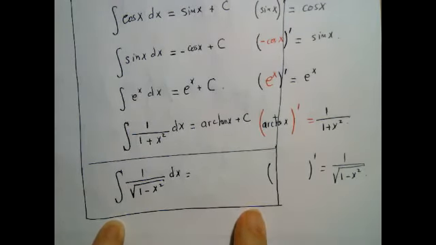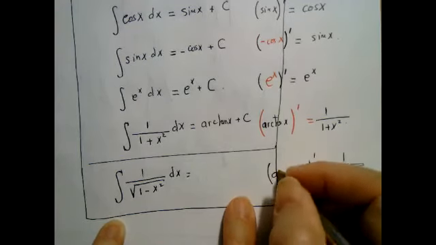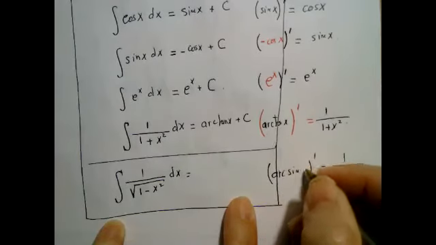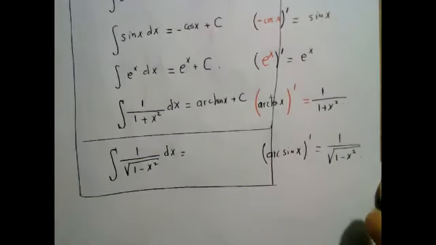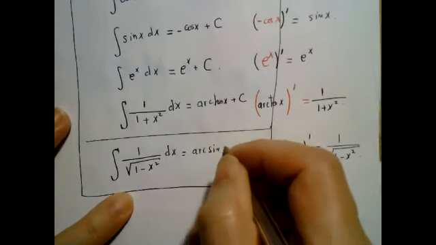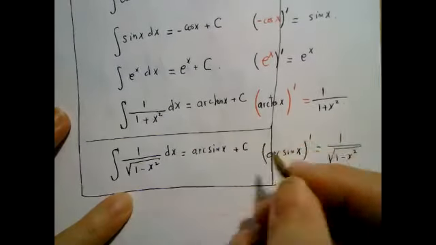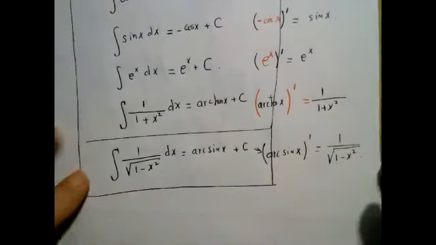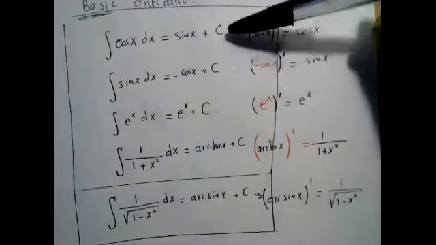Anybody remember? I know that you guys can forget this stuff, but anybody remember this one? Okay, I remind you, that's the arc sine. Plus c, because the derivative of arc sine is that. So those are absolutely the basic antiderivatives.